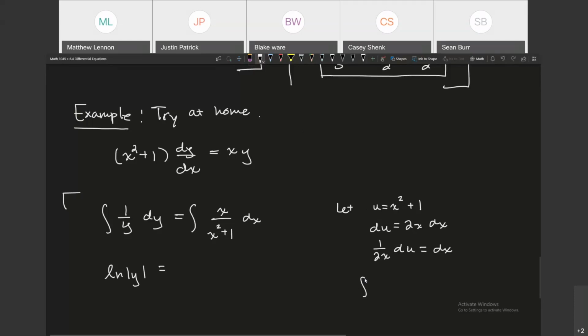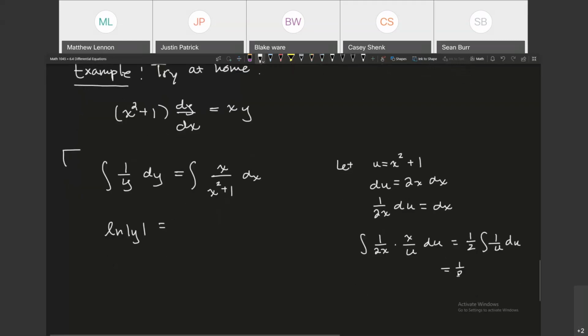So then when you replace your integral, you get the integral of 1 over 2x times x over u du. So you get 1/2 the integral of 1 over u du, which is just going to be 1/2 natural log the absolute value of u plus a constant. So u was this x squared plus 1. So my antiderivative here is 1/2 natural log absolute value of x squared plus 1 plus a constant. So that was the u substitution for the right-hand side.